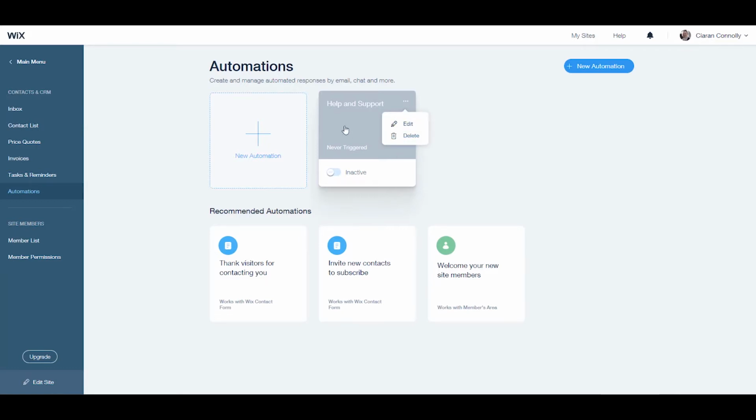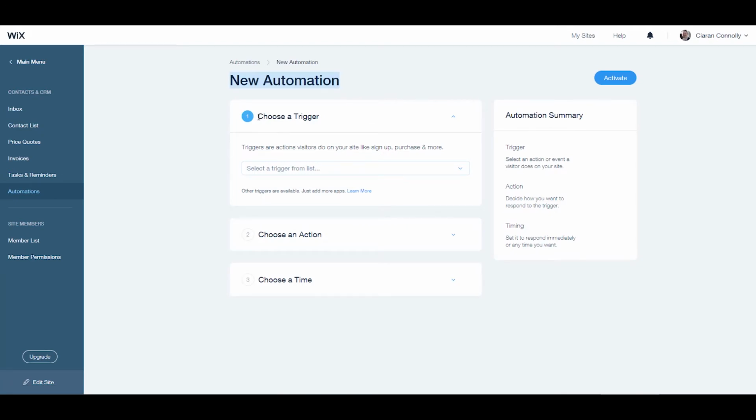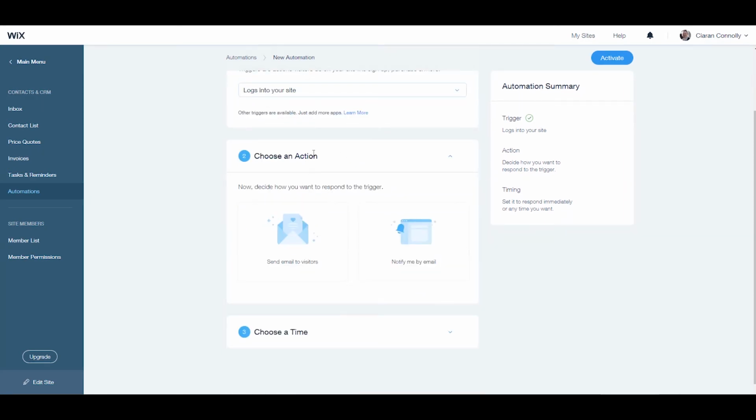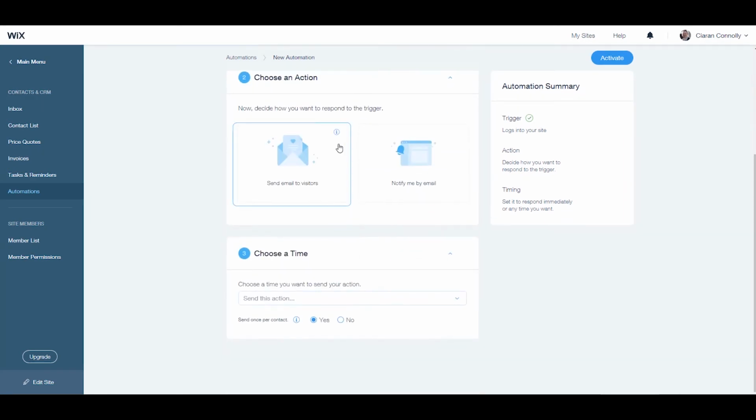There are three parts to every automation. The trigger, this is the event that causes your automation to carry out its action. The action is the predetermined response to that trigger, and the timing is how long after the trigger the action is carried out.